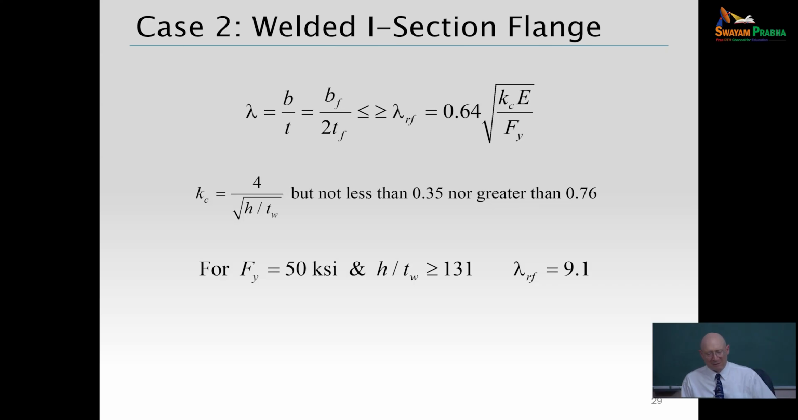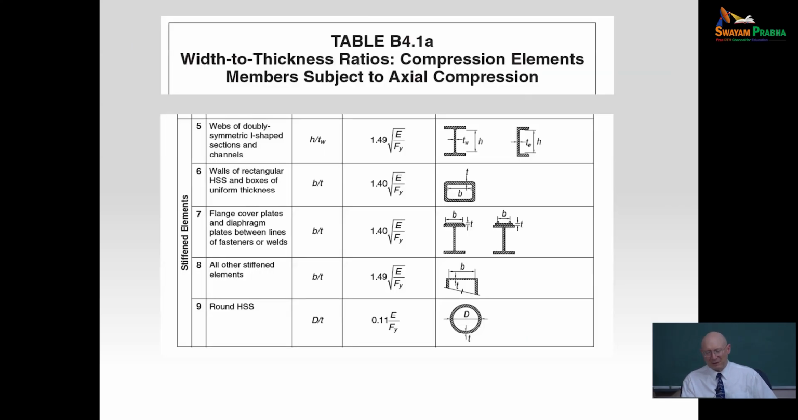So if we have Fy is 345 megapascals, and if we have a very thin web where H over TW is greater than or equal to 131, this limit is 9.1. And so that can trip up a lot of flanges you might want to use in terms of design. Okay, so we finally get to the web, the stiffened elements that I keep thinking of wanting to talk about. So this is the table that kind of shows some graphics with the equations for the different width to thickness ratios that we check here.